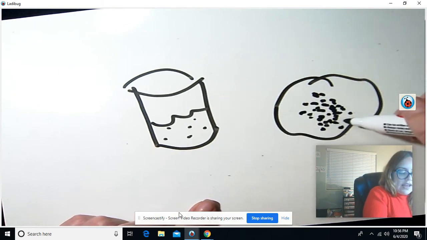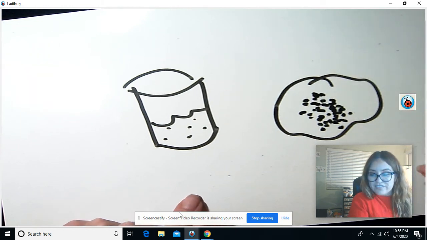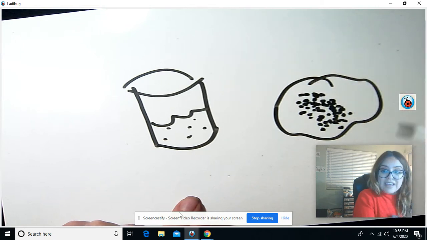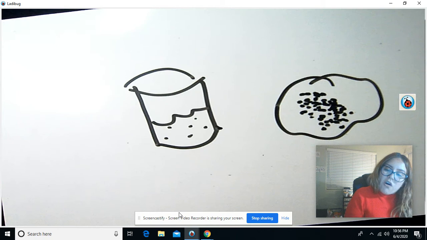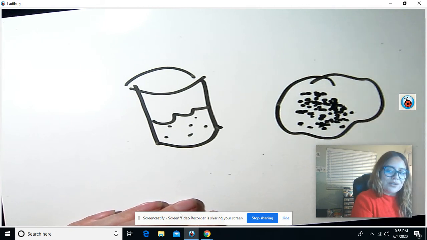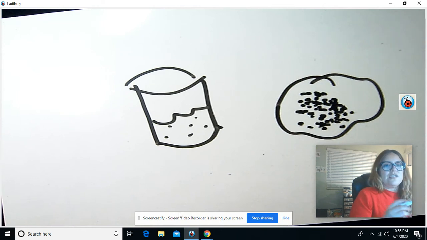So the things that have closer molecules are heavier. Does that make sense? So if something has closer molecules, it's heavier. So if I put this rock in water, it's going to sink all the way to the bottom. So today we're going to see which liquid has molecules that are closer together. Okay?